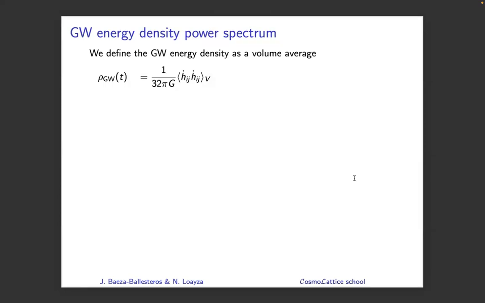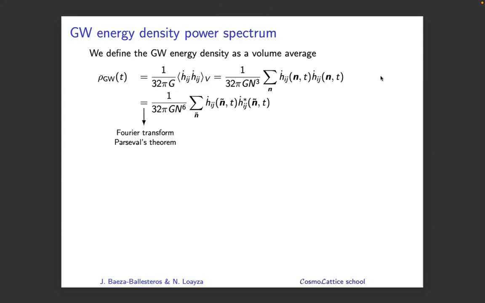So again, we want to compute the energy density of gravitational waves. We will consider the volume average over this product of the transverse traceless tensors h. In the lattice, this looks like this. I am just adding over all possible lattice sites in real space and taking the average of it. But I can do the same in Fourier space.